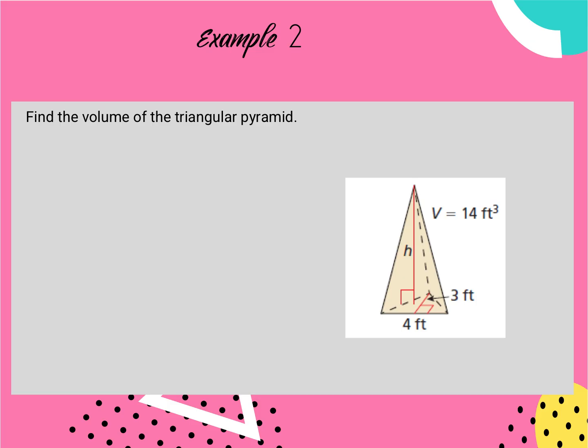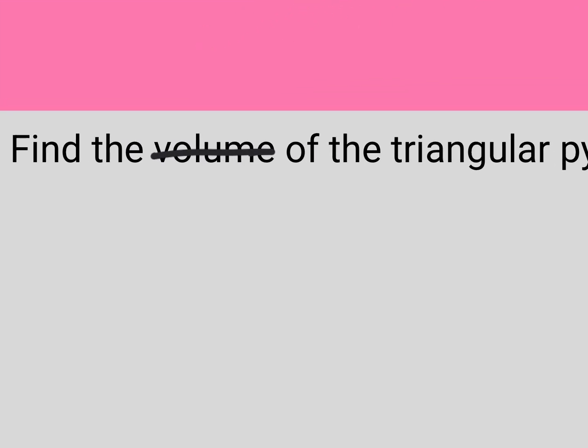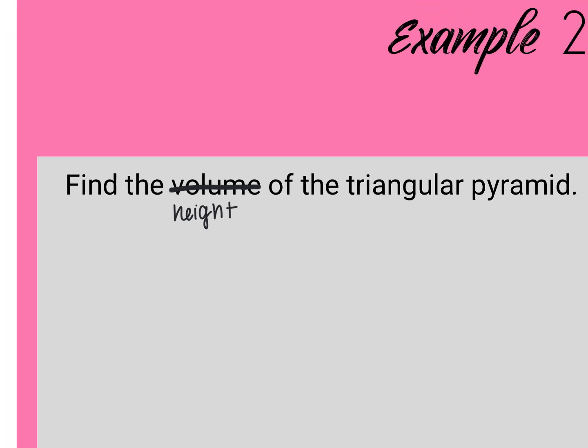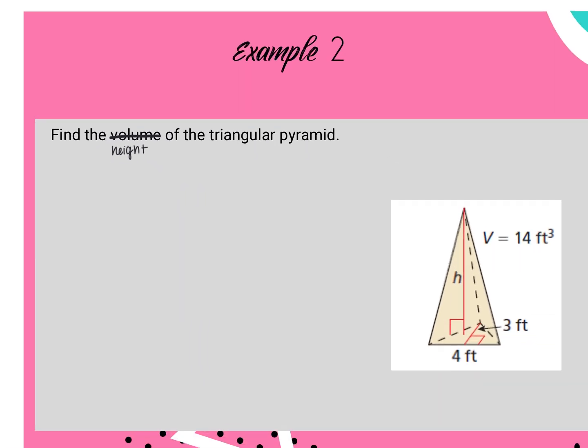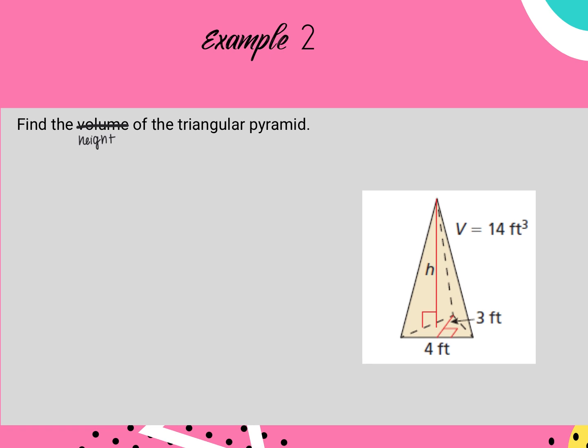All right, for this one, it says find the volume of the triangular pyramid. However, they already gave you the answer for volume on this one. So we're going to go ahead and find the height. Cross out volume, go ahead and write height. I'm still solving the same way, but now I'm trying to find my height.